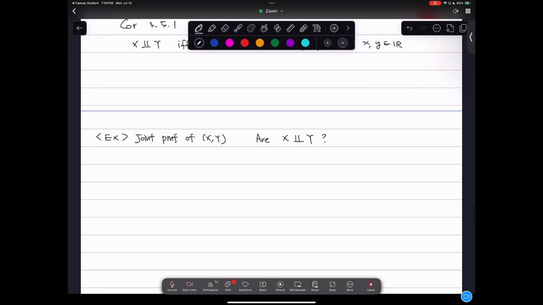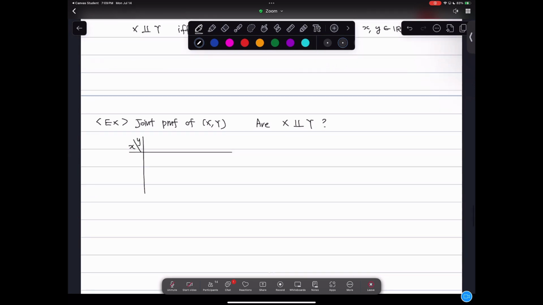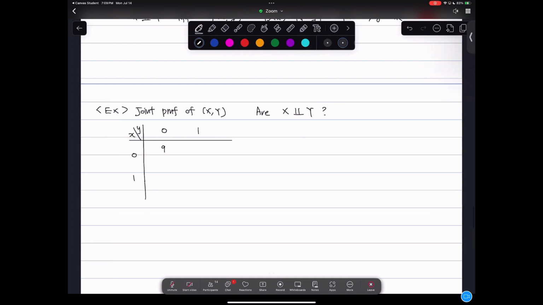So I have x values and y values, x over here and y in rows. X can be either 0 or 1, and y can be 0 or 1. The probability is 9 over 25 for 0, 0, and 0, 1 is 6 over 25, and 1, 0 is 6 over 25, and 1, 1 is 4 over 25. So this is my joint PMF.